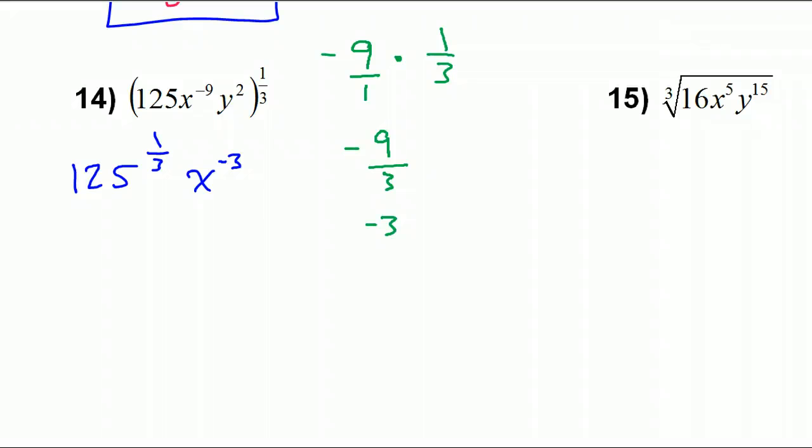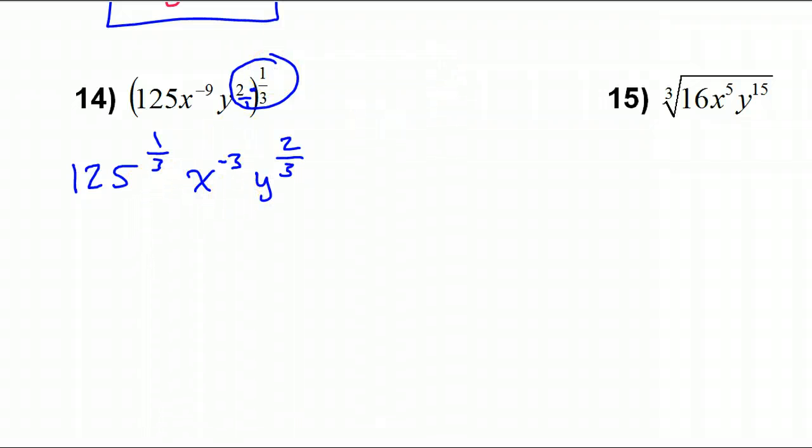Doing the same thing with the y's, I'm multiplying here again. I'm doing 2 times 1/3. So that's going to give me y to the 2/3 power. And again, 2 is like 2 over 1. So I'm just doing 2 times 1 is 2, and 1 times 3 is 3. So this is what I have so far. I don't need this anymore.